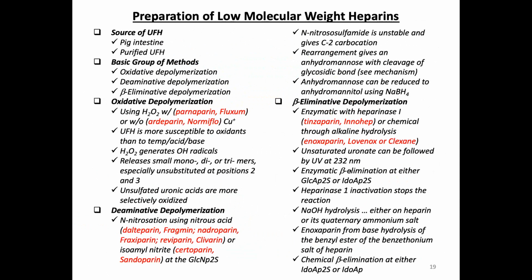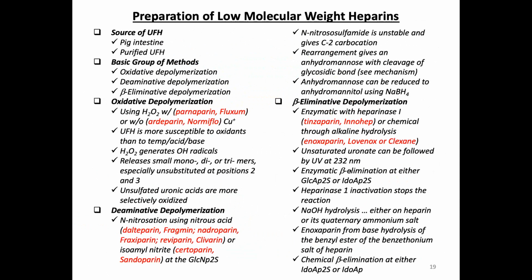Beta eliminative depolymerization uses an elimination reaction. And you can use two different approaches here. You can use heparinase, which is an enzyme that cleaves heparin, and that is tinzaparin or Innohep. This is available in the United States. Or you can use sodium hydroxide, and that is called enoxaparin or Lovenox. Enoxaparin is available in the United States.